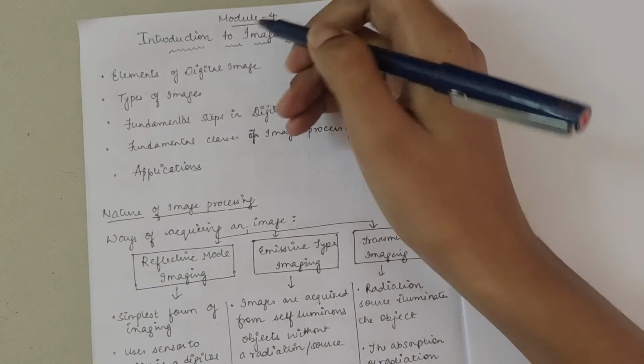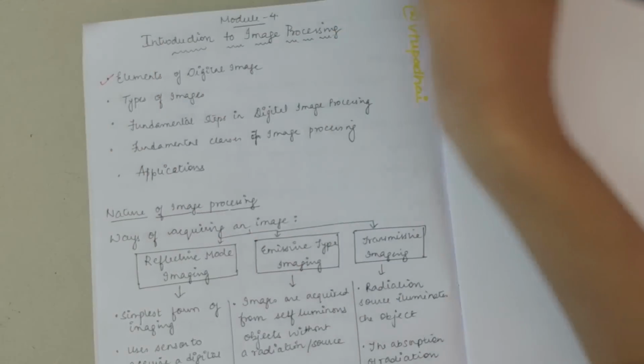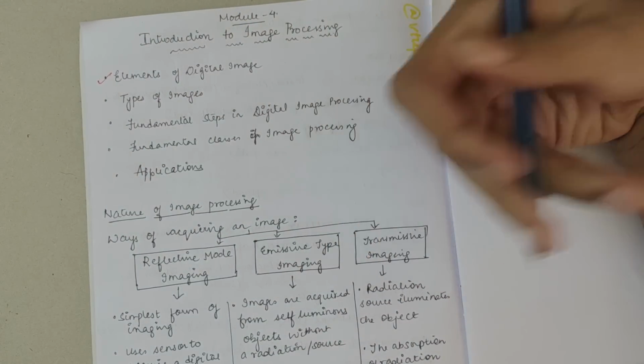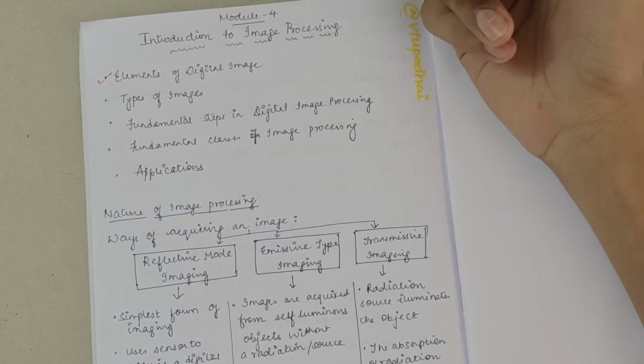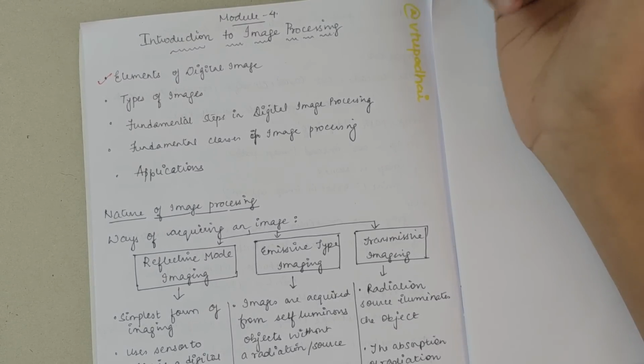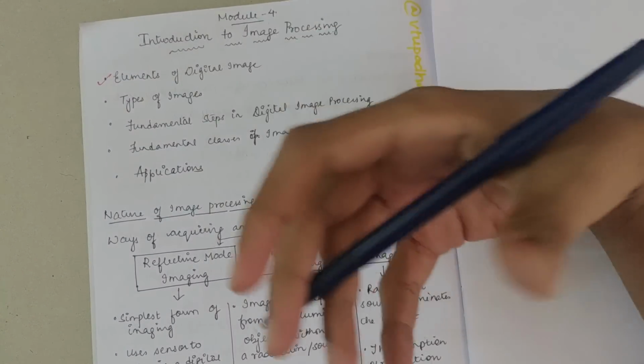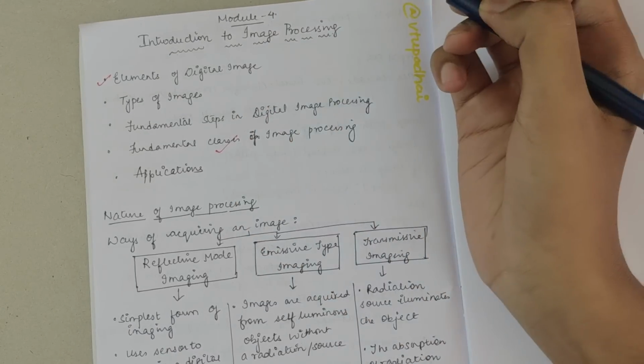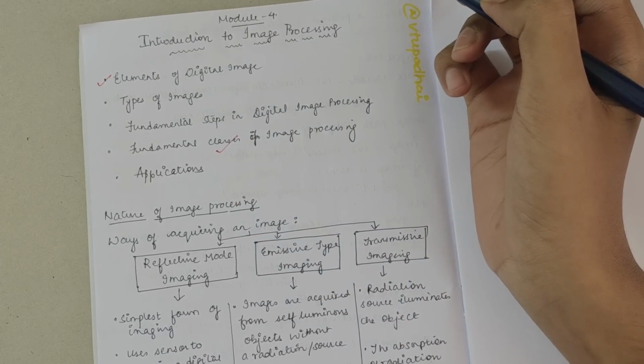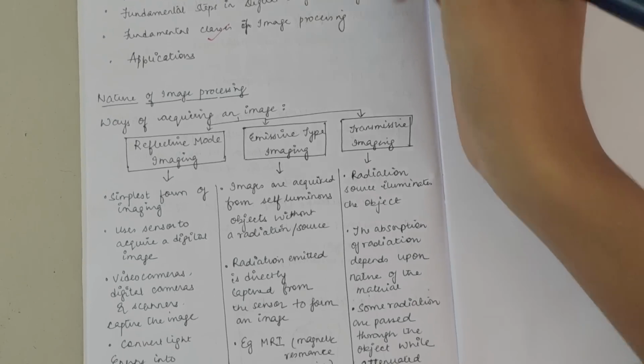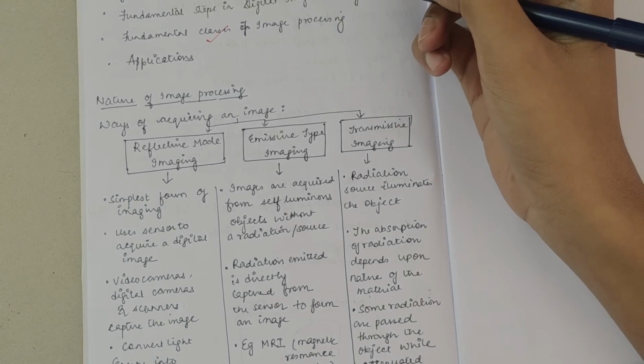First we have the elements of a digital image, like what elements are present in my image. Then we have the types of images, followed by the fundamental steps, that is, how many classes you divide image processing into. And then we have the applications. Starting with the first topic, we have the nature of image processing.